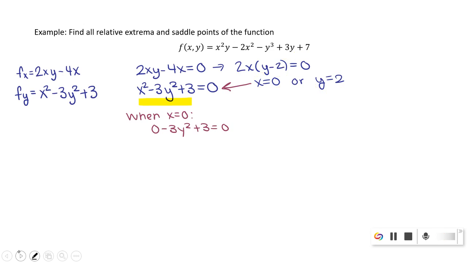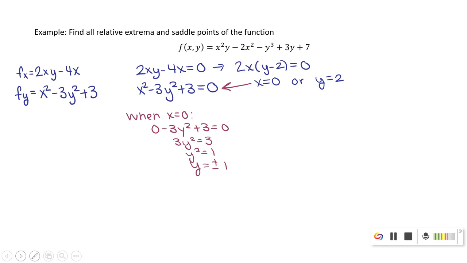So now let's use that information to figure out when our partial with respect to y will equal 0. There are two situations that we have to think about. What happens when x is 0? I'm just going to take x equals 0 and plug it into my partial with respect to y, and I get negative 3y² plus 3 equals 0. We can solve that for y.